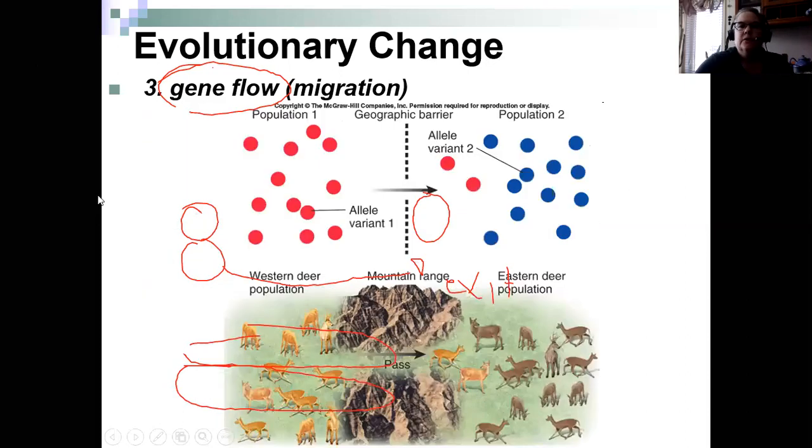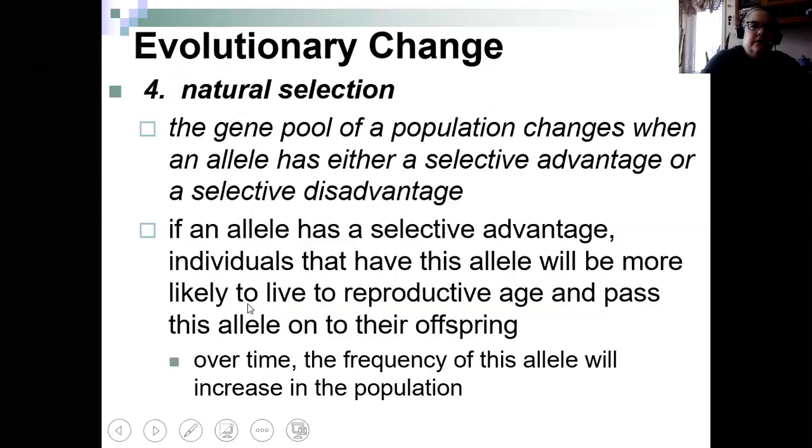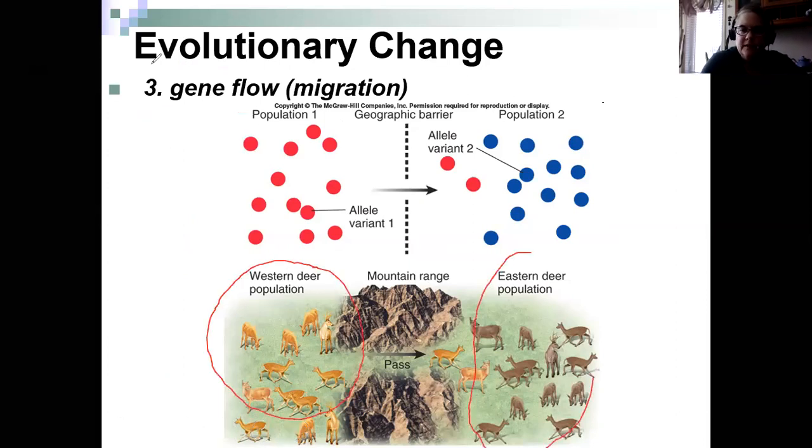Okay, so here we're looking at gene flow. We have our western deer population and we have our eastern deer population. So there's our western deer, there's our eastern deer. But some western deer decided to join. There was a pass that they got through and they joined that population. So a couple of things that we need to talk about with this example here.